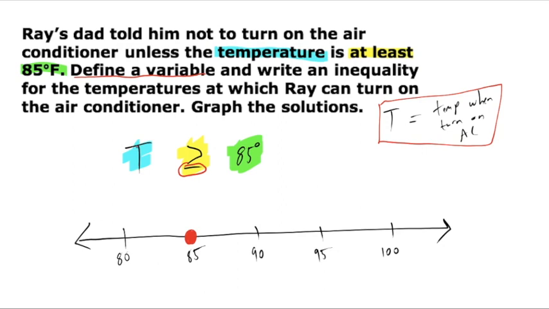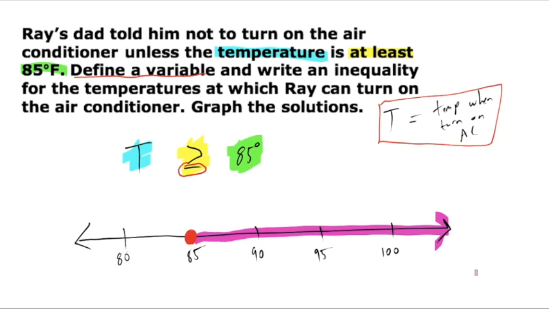We say that t has to be greater than or equal to 85, so that means 85 and any number greater than 85. Notice how my arrow is pointing to the right, so I just need to shade things to the right. So I'm going to shade to the right. And that's it. That's done.